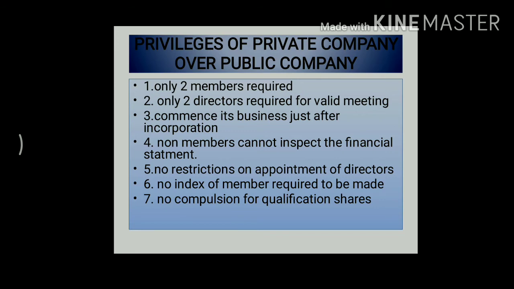Whereas when I'm talking about non-members not being able to inspect the financial statement, that is the private company's financial statement, profit and loss, balance sheets, it cannot be inspected or seen by any outsider members, right? But when I'm talking about a public company, they have to print an annual report, give it to all the members, and even the non-members can inspect its financial statements.